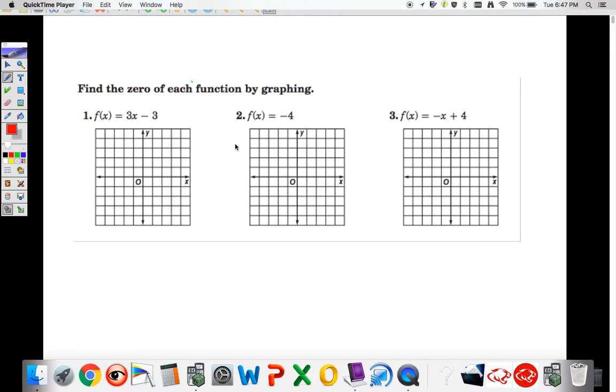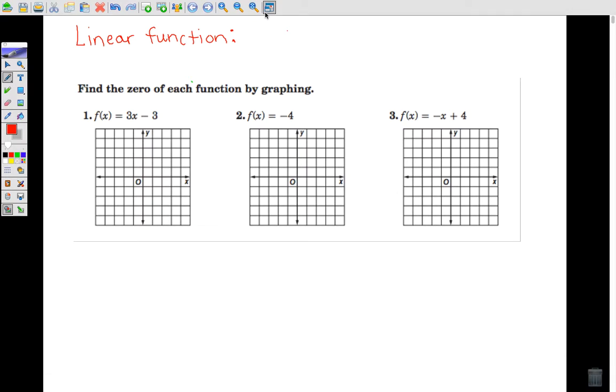This is the 3-2 notes. A couple things that we're going to write down before we start with these three examples. First, we're going to write down what a linear function is. Okay, so that's what we're getting into, our linear functions. What you need to know is that it's called a linear function because we know that the graph is a line.